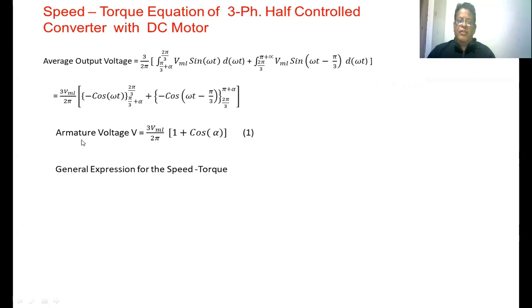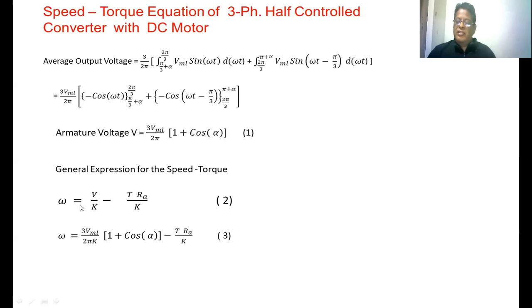So finally, you get the expression: the average output voltage, which is the armature voltage V, is equal to 3 VML by 2 pi into (1 plus cos alpha). Take this as equation 1. The average output voltage is nothing but the armature voltage, because that voltage is applied to the armature of a DC motor.